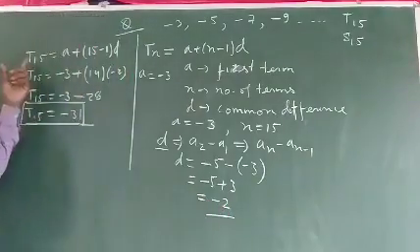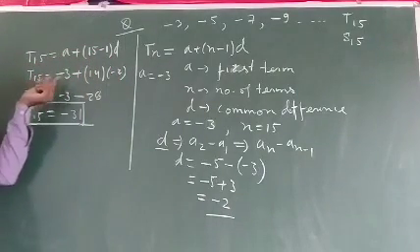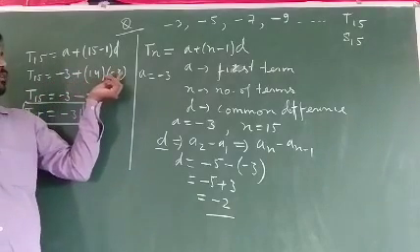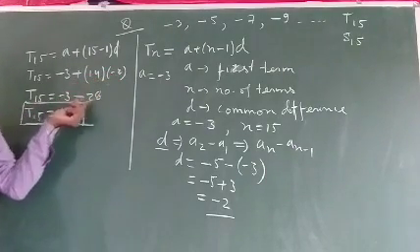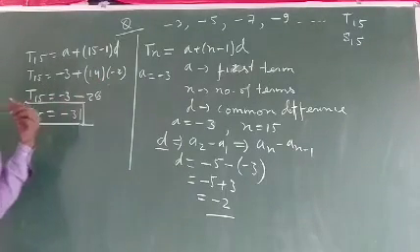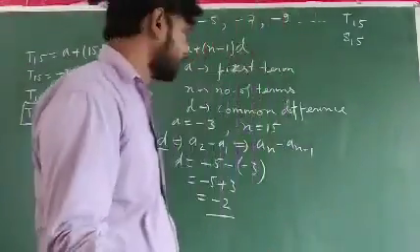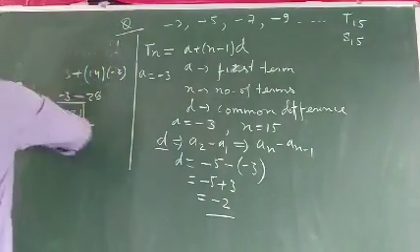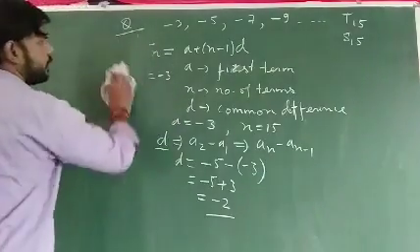Using the formula T15 equals a plus 15 minus 1 into d, we have T15 equals -3 in place of a, plus 14, and -2 in place of d. We get -2 into 14, that is -28, and -28 and -3 gives T15 equals -30. Similarly, we can find the value of S15 also. For S15 we will use the formula of Sn which I have mentioned last time.